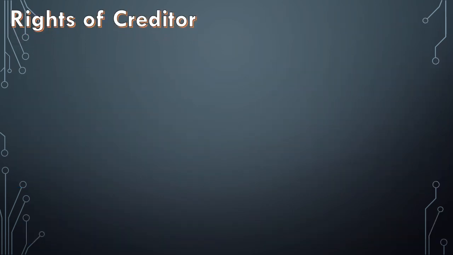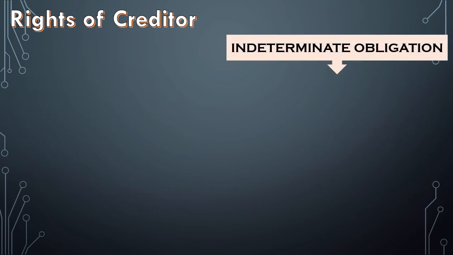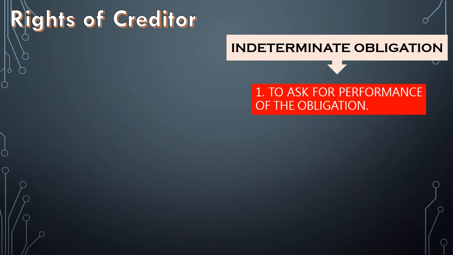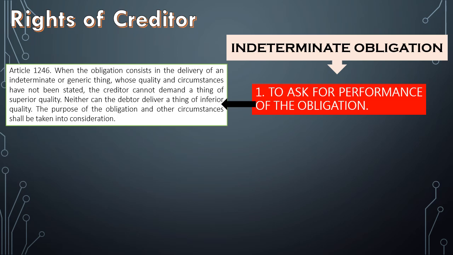So what are the rights of the creditor if the thing involved is indeterminate or generic? So the creditor can ask for the performance of the obligation. Take note na it is only a performance, hindi specific performance. Kaya dyan, pag binabasa niyo yung mga reviewers or yung mga memory aids, sinasabi dyan is your substituted performance. Your basis of that is your Article 1246, when the obligation consists in the delivery of an indeterminate or generic thing, the creditor cannot demand a thing of superior quality, neither can the debtor deliver a thing of inferior quality.